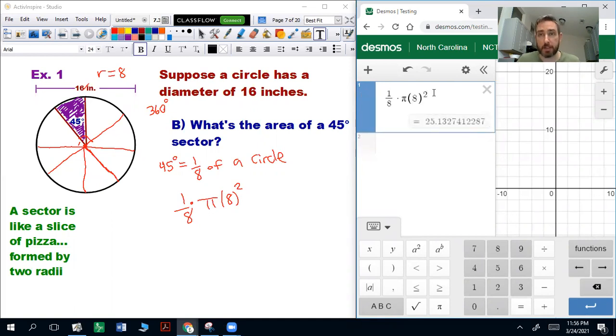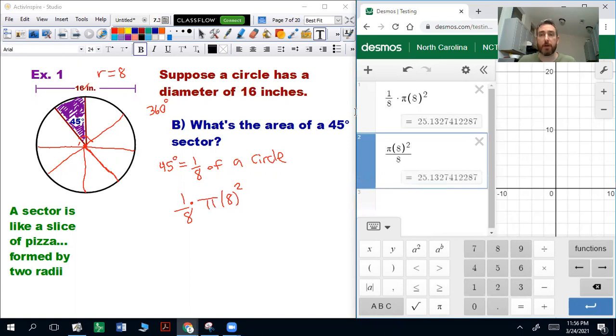It just so happens our radius is 8. It doesn't necessarily mean that it's going to be whatever that number is. But 1/8 times pi times 8 squared is approximately 25.13. Or if you remember our form, if we plugged in pi times 8 squared, 201.06, if we divided that by 8, that's going to get you 25.13. So it's approximately 25.13. And that's going to be in inches squared again.